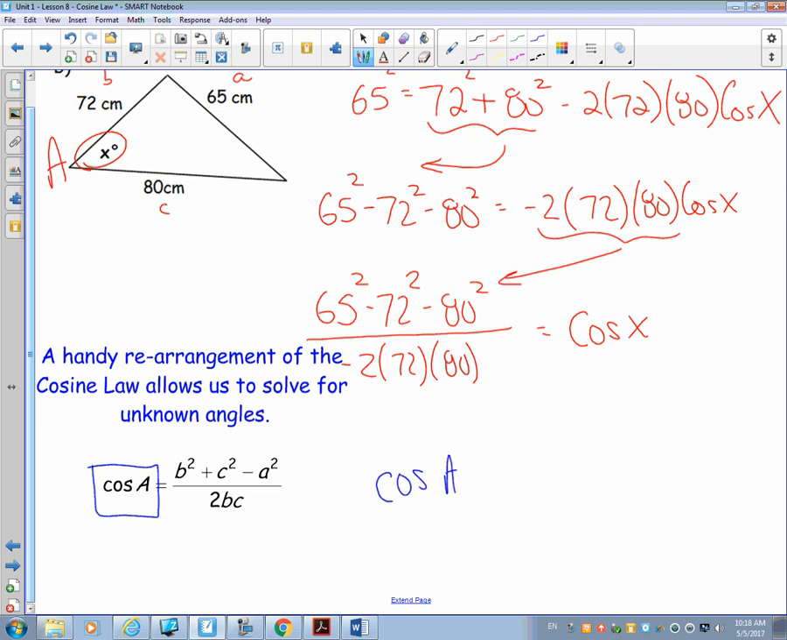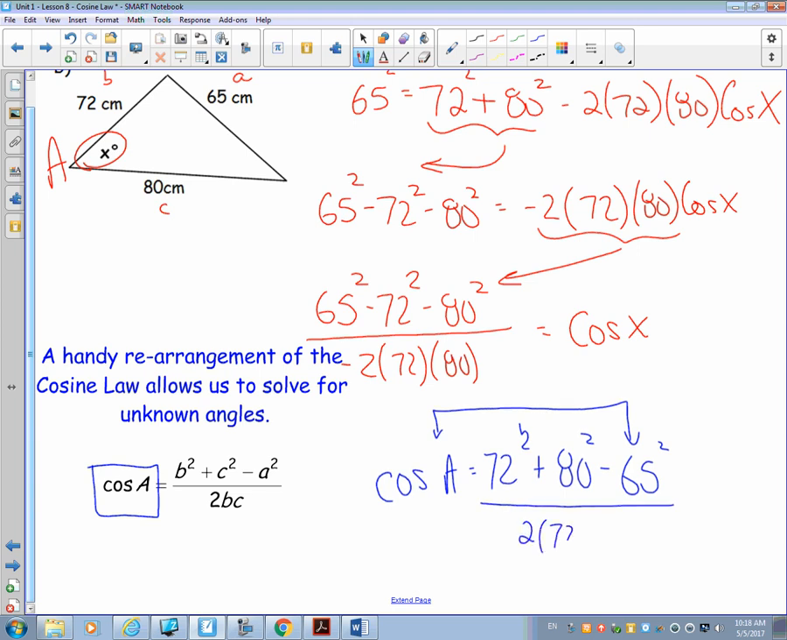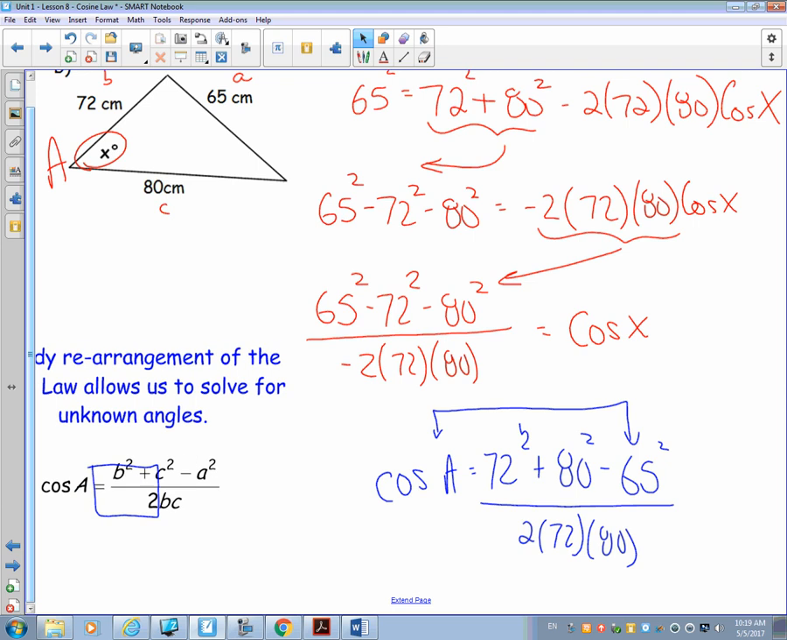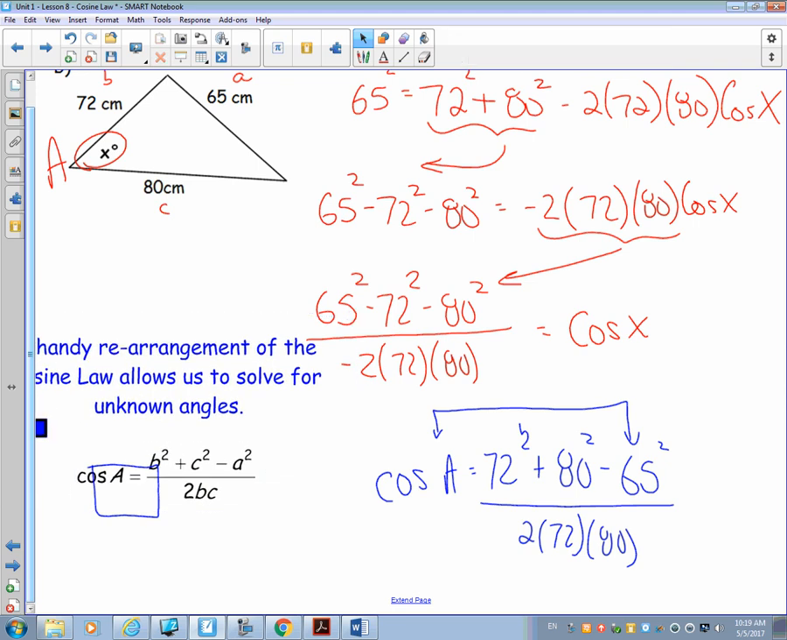I'm going to write it in as b squared, which is 72 squared, plus c squared, that's 80 squared, minus a squared. Notice again, the a's are on the outside, right? They're across from each other. Divided by 2 times b times c. Now that looks very similar to the previous thing, the one I had in red. Okay? The only difference is that I've taken care of the signs already.